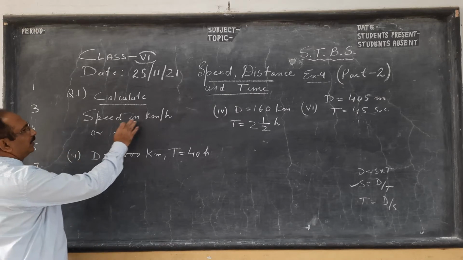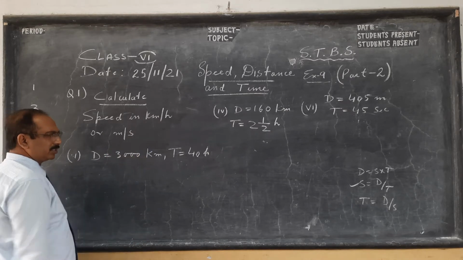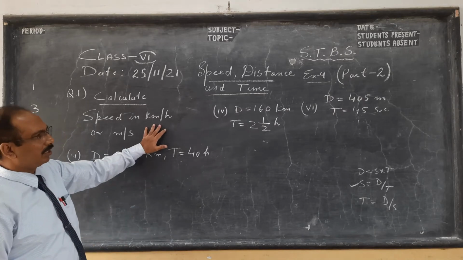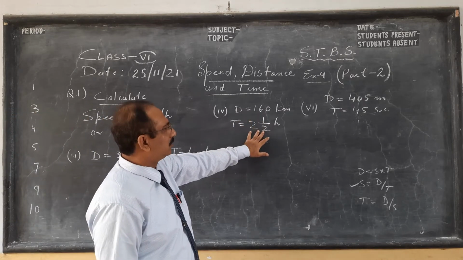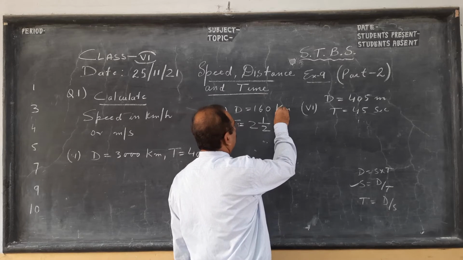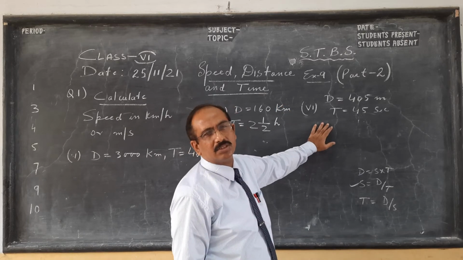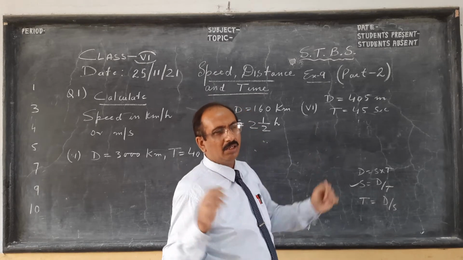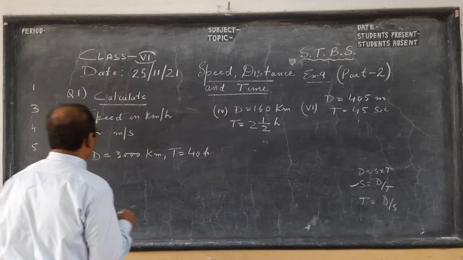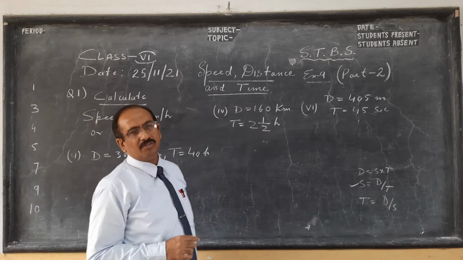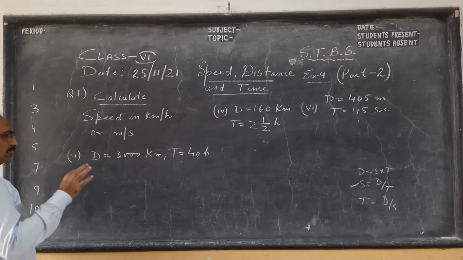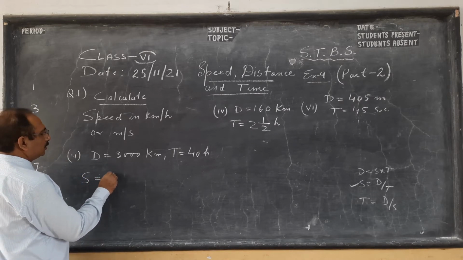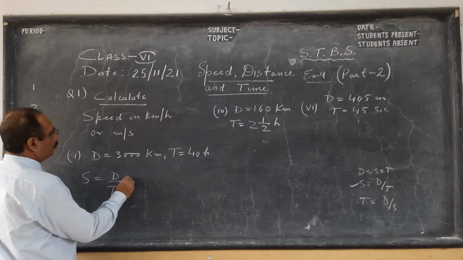Here we have to find speed in kilometer per hour or meter per second. Since this is in kilometer and hour, the answer will be in kilometer per hour. This is also in kilometer and hour, so the answer will be in kilometer per hour. Since this is in meter and second, the answer will be meter per second. That unit table I have explained to you in part 1 of my video lesson. That is very important, children. If you want to have a thorough command over this, you must see part 1 of the video.